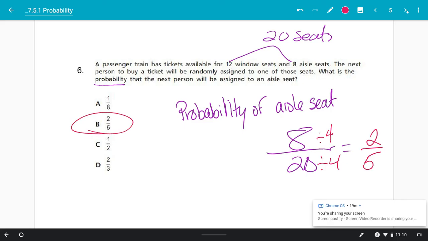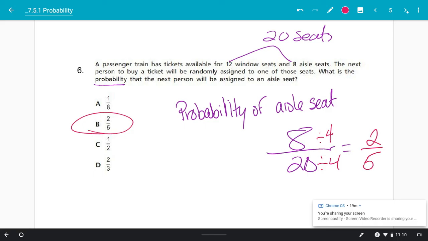So the big thing with our probabilities, 2 main concepts from today. One is that our probabilities will always occur between 0 and 1. So our probability is always going to be a number, whether it's a fraction or a decimal, between 0 and 1. The closer it is to 0, the less likely. The closer it is to 1, the more likely.